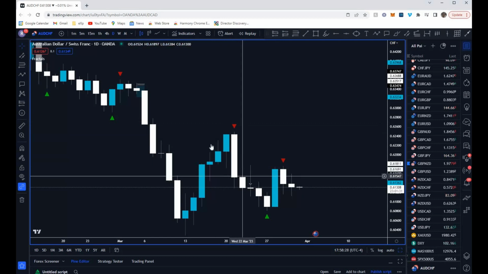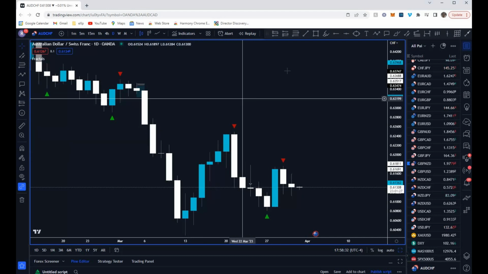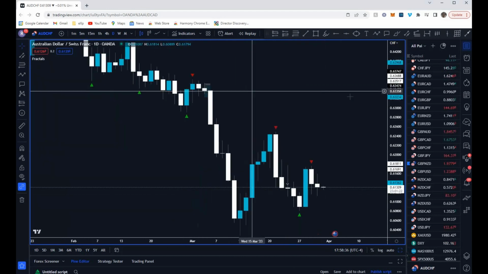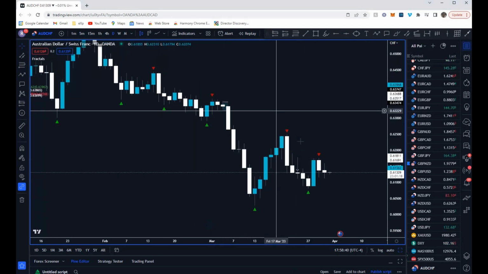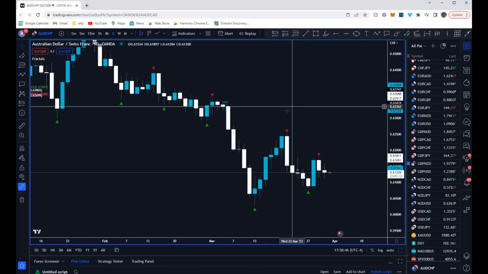A swing high has been created. So when the swing high is created in a downtrend, after a swing low has been broken, you can expect the next day to have a bearish daily bias. So we're expecting bearishness on that next day. So that's how I got my bias for this trade.